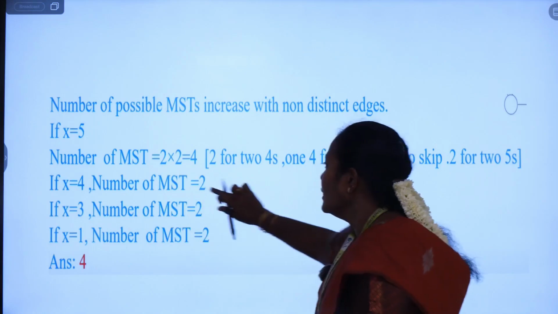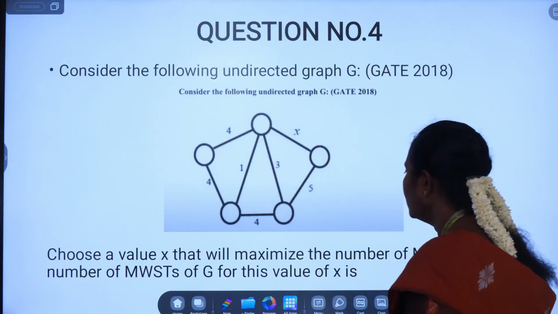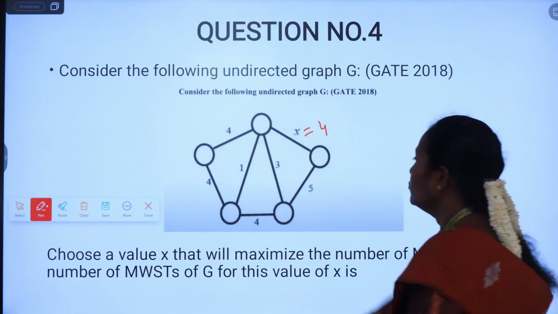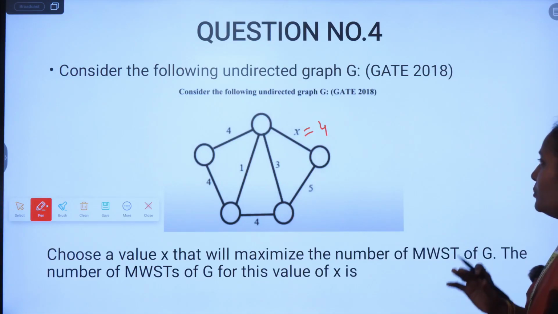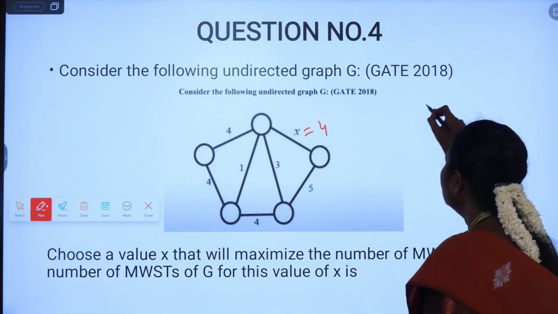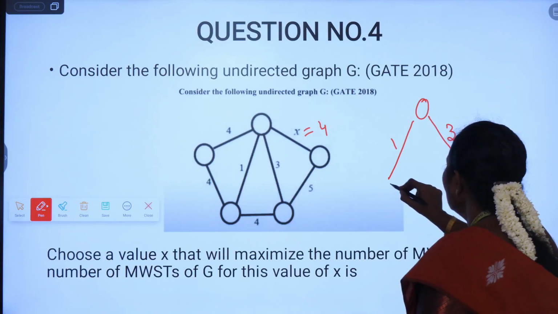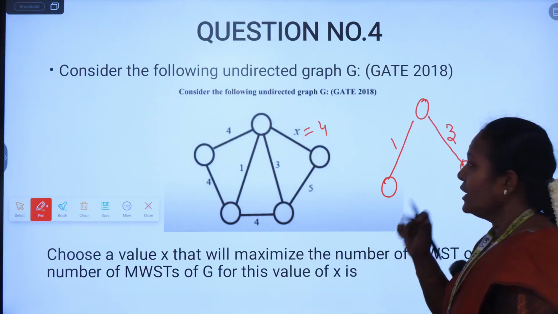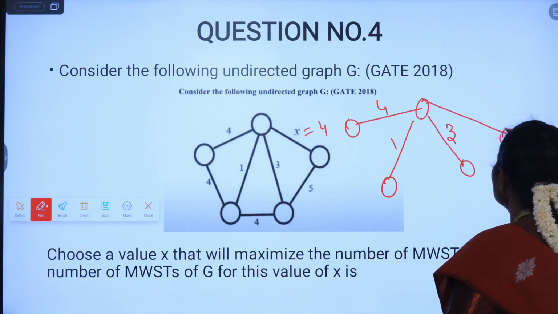Then if you are considering in this graph x is equal to 4, let us see what will happen. If you are taking x is equal to 4 here, how many minimum spanning trees will you have? So what are the things you will be considering here? You cannot consider this 4 because if you consider this edge, it will be closed. So you will be considering this edge and this edge.